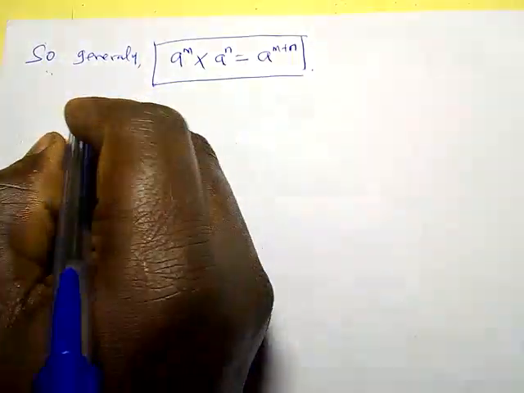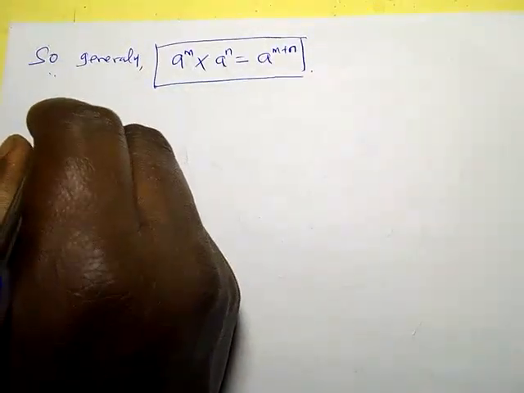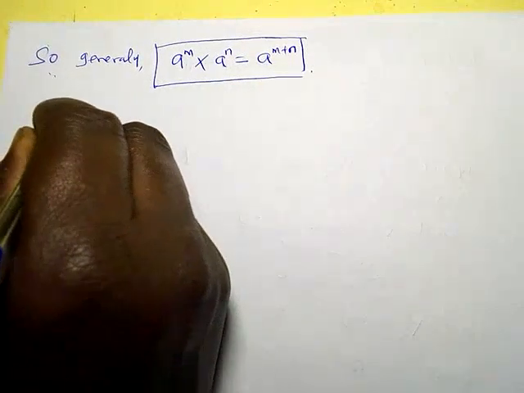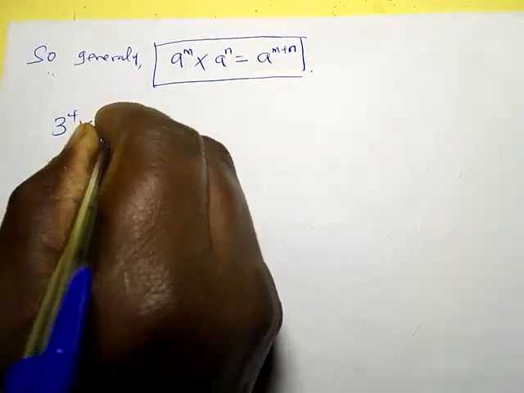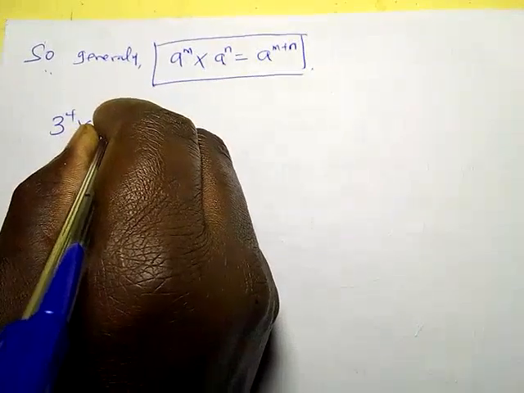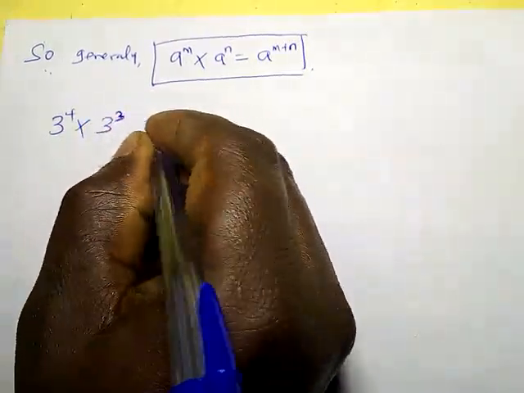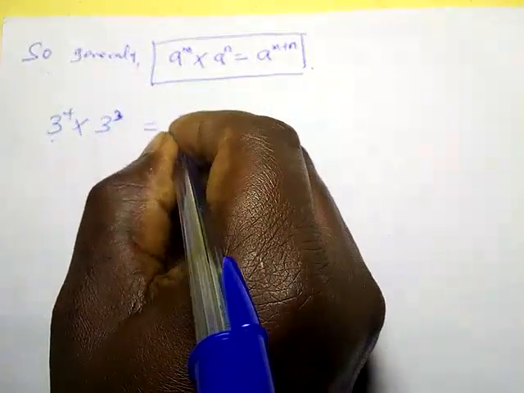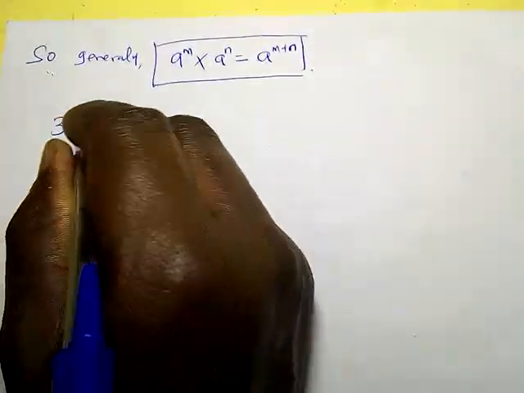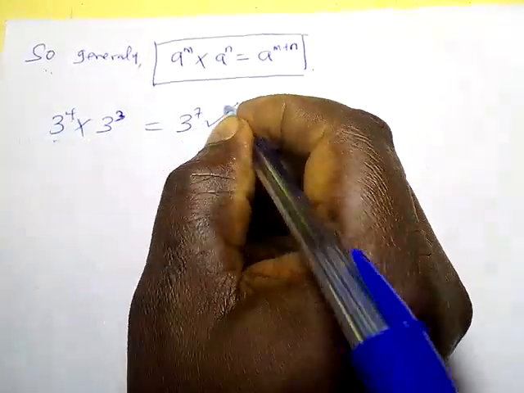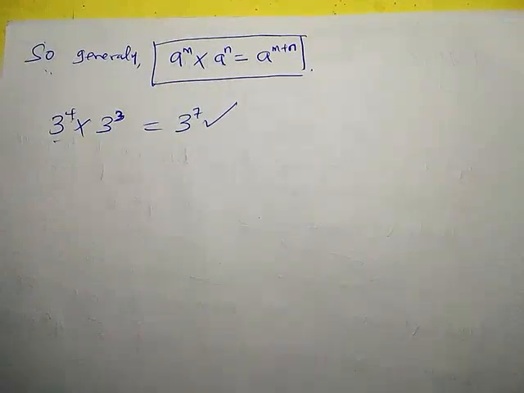I have done an example, so maybe I will do another one. 3 raised to power 4 times 3 raised to power 3. So the answer, the base is the same, 3. 4 plus 3, the answer is 7, and that is the answer, because the bases are the same.